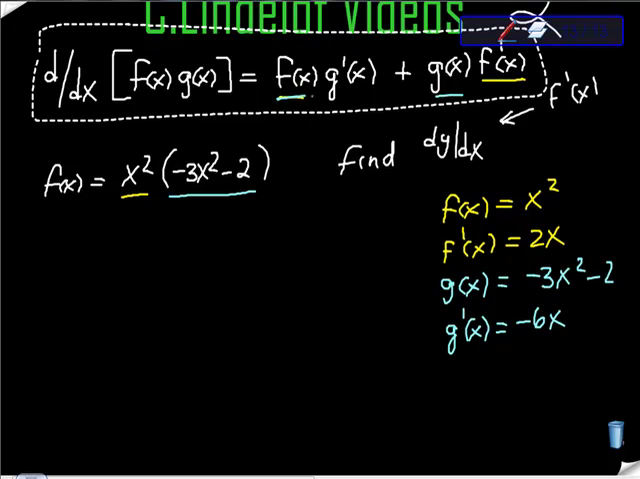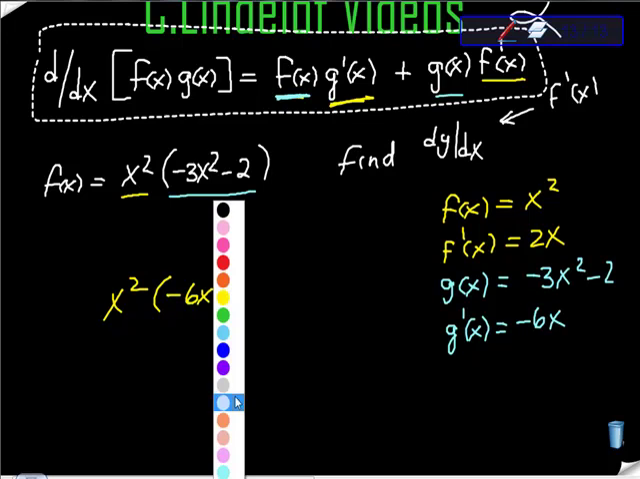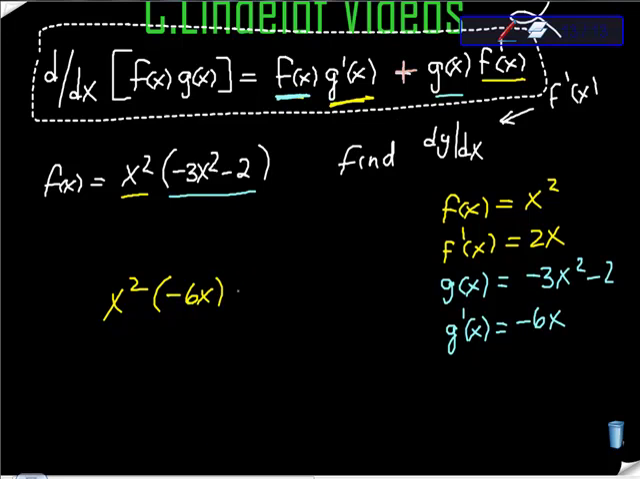It says I need f of x. So f of x is x squared. Then it says I'm supposed to multiply that by g prime at x. g prime at x is negative 6x, so times negative 6x. This plus sign right here is this one right here. Right? We're doing good, right? So then it says to take our g of x, and our g of x was this mess here, negative 3x squared minus 2, and we're supposed to multiply that by the derivative of f, f prime at x. So f prime at x is 2x.